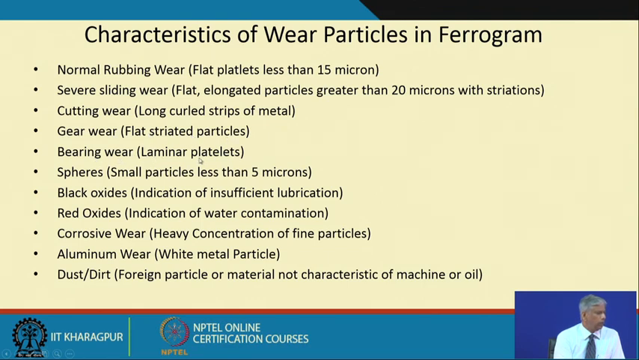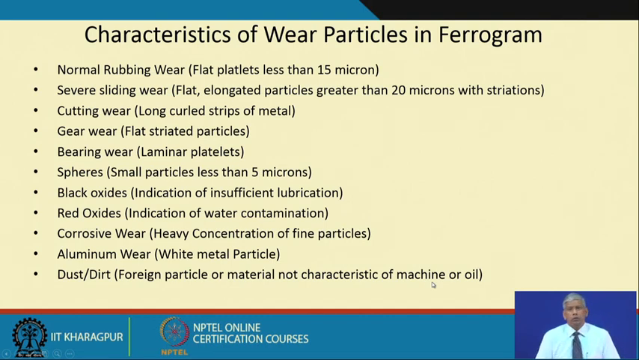Okay, bearing wear shows laminar pitlets, small particles less than 5 microns. Black oxides indicate insufficient lubricant, red oxides indicate water contamination, corrosive wear shows a heavy concentration of fine particles, aluminum wear gives white metal particles, and dust or dirt is a foreign particle or material not characteristic of the machine or oil.